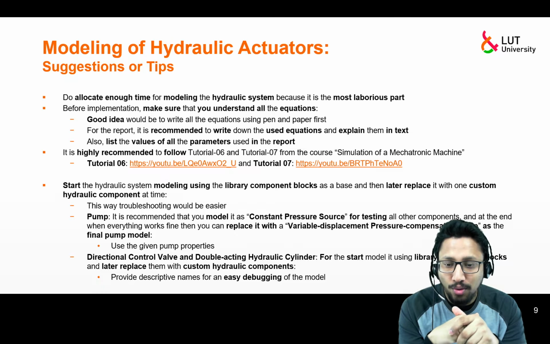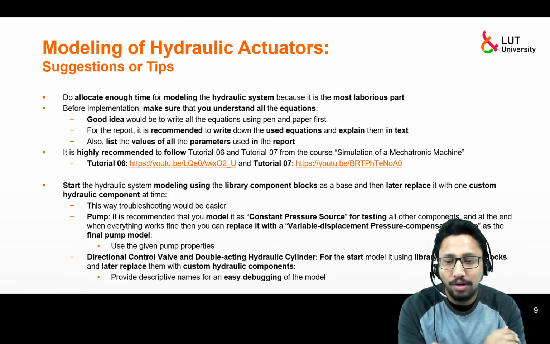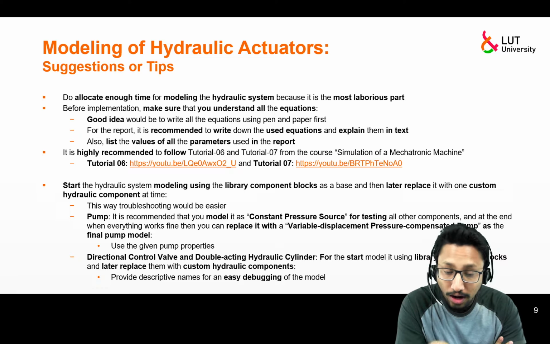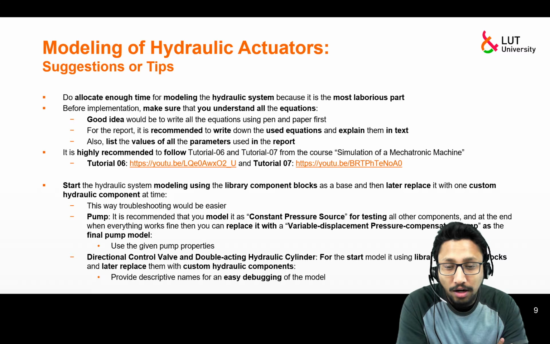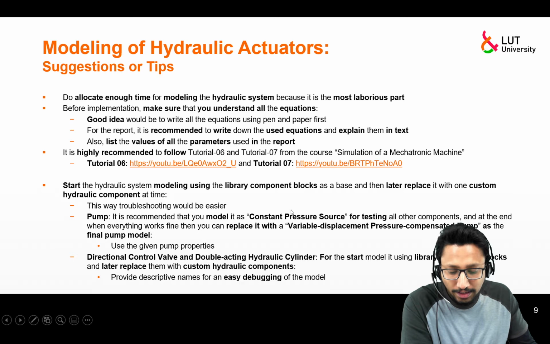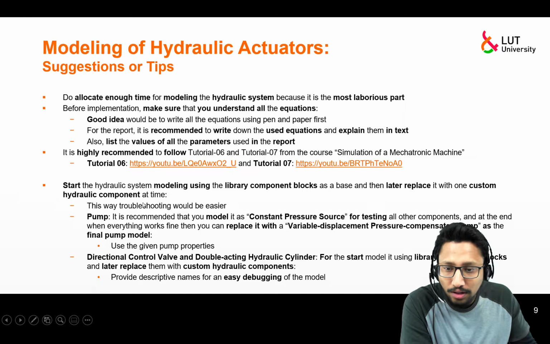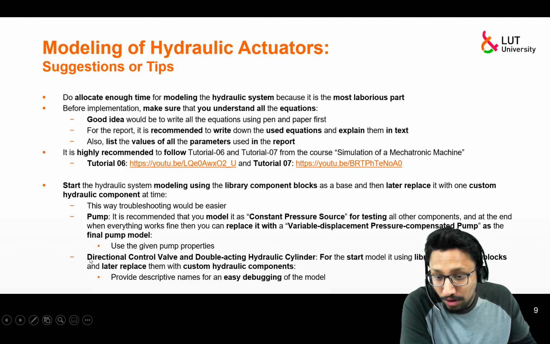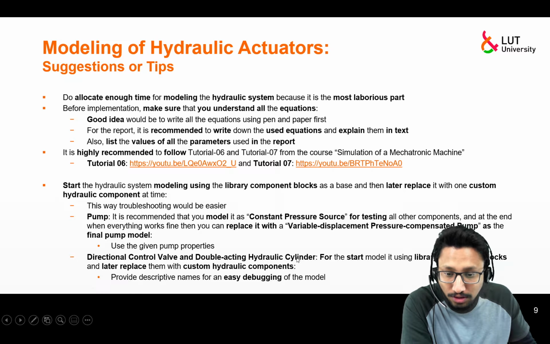So okay, if you haven't started modeling the hydraulic components yet, I would suggest you start modeling using the library component blocks. Basically, in a similar way as you have done in tutorial 6, follow all the ready-made component blocks from the library. For example, you can use a constant pressure source as a pump, you can use the ready-made directional control valve, but remember 4 by 3, and the double acting hydraulic cylinder.